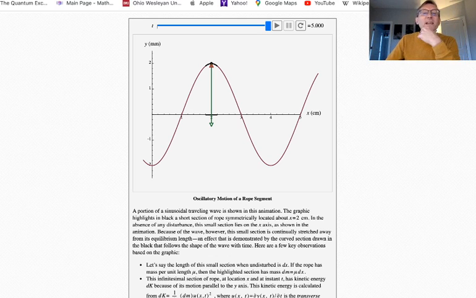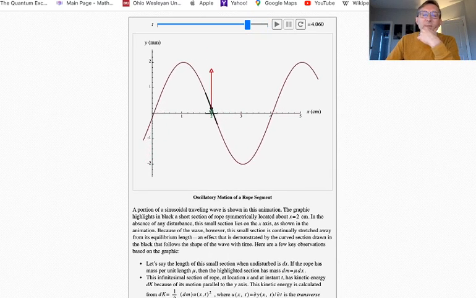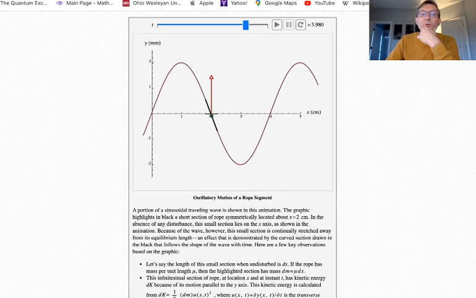This is where it has the least deformation, when it's at a crest. Where does it have the most deformation? I'm just dragging the time slider back. When it passes through the x-axis. That's when it's got the most stretch. But that's also when it's traveling the fastest. It's got the biggest transverse velocity, u.